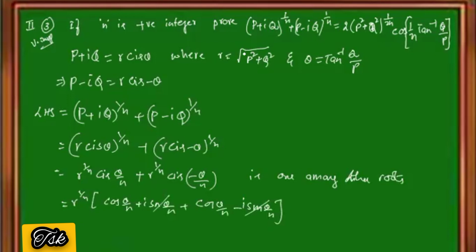So r to the power of 1 by n, where r is nothing but root of p square plus q square, means whole to the power of 1 by 2. So p square plus q square whole to the power of 1 by 2, times 1 by n, is 1 by 2n. This becomes 2 cos. So I'll write 2 into cos of 1 by n into theta, where theta is tan inverse of q by p.